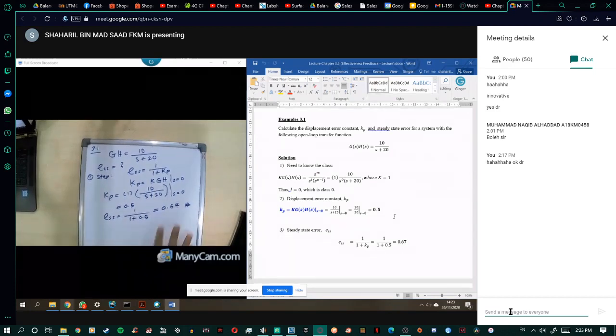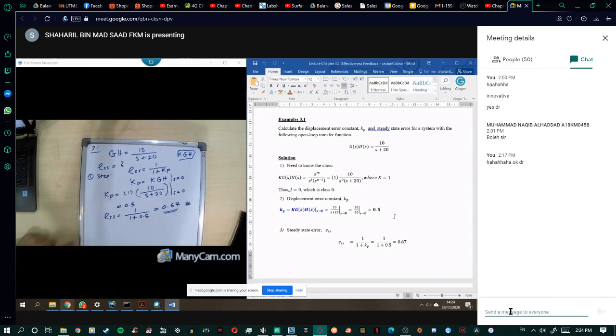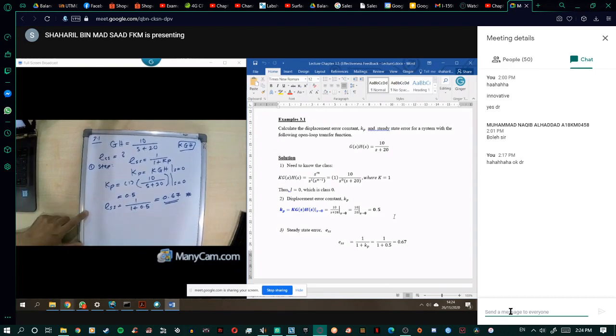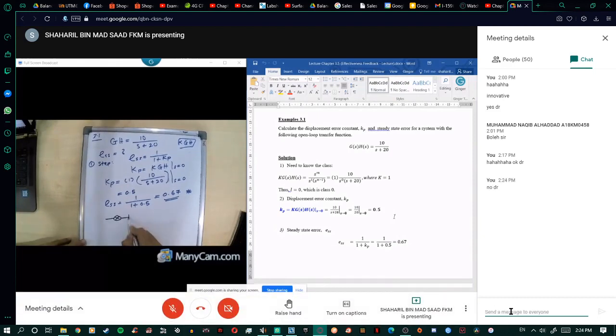So that's why I told you, when you are given the transfer function, KGH here, we just want to take the K, G, and H. By knowing the KGH, we can get the value for the steady state error. That is why we apply the step input. Do you understand about it? Any question? No? Okay. Clear?